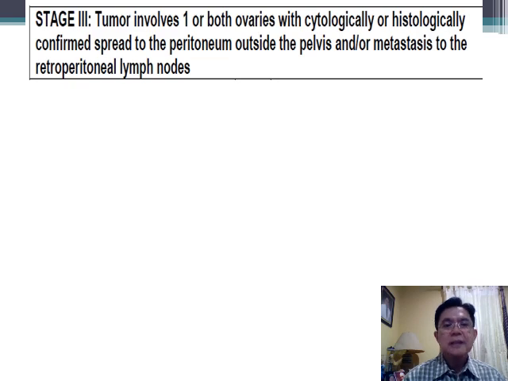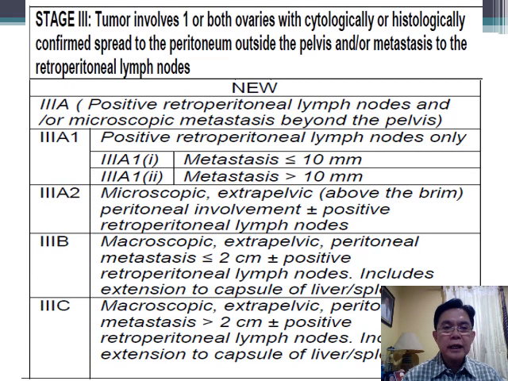or even 4 disease. So stage 3A, positive peritoneal lymph nodes and or microscopic metastasis beyond the pelvis. Stage 3A is further subdivided into A1 when there is positive retroperitoneal lymph nodes only. And depending on the number of lymph nodes, or the size of the lymph nodes, then you have stage 3A1, 1, that's I, or 2 I's. That is metastasis more than 10 millimeters.